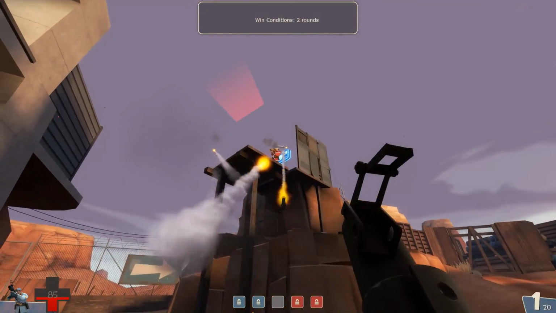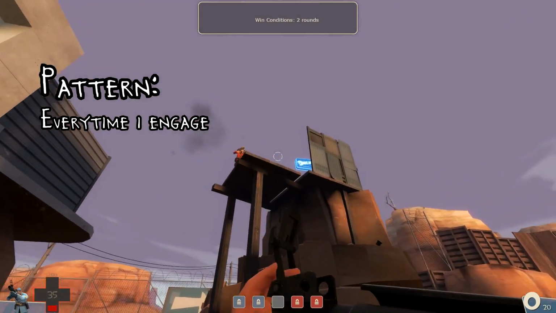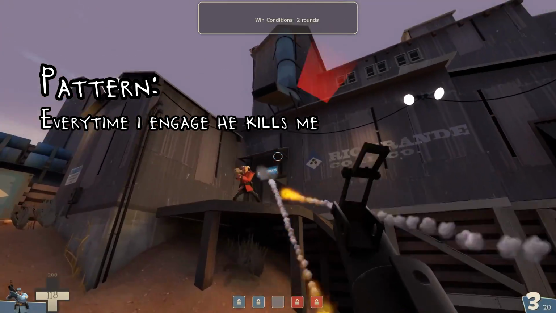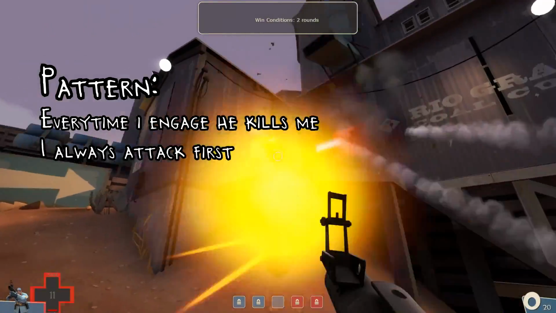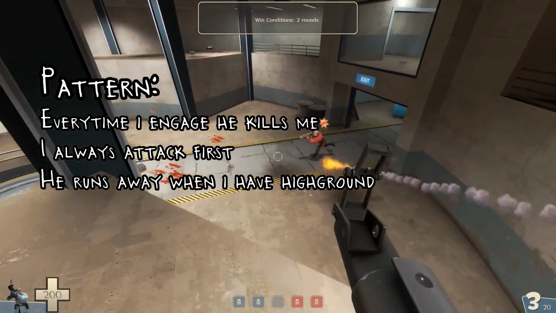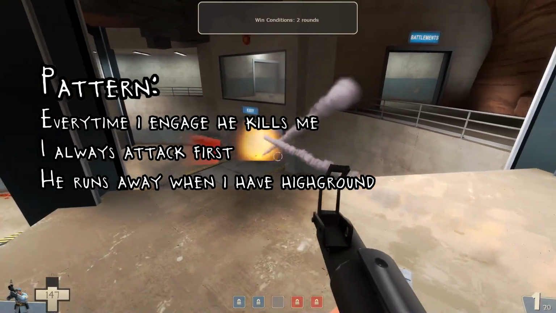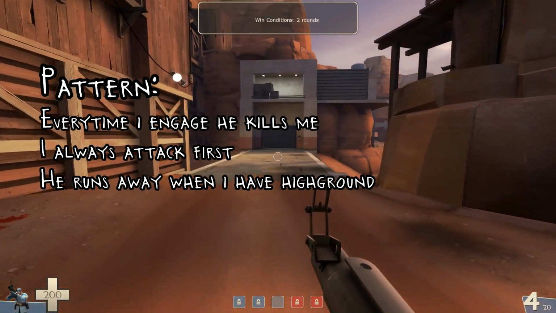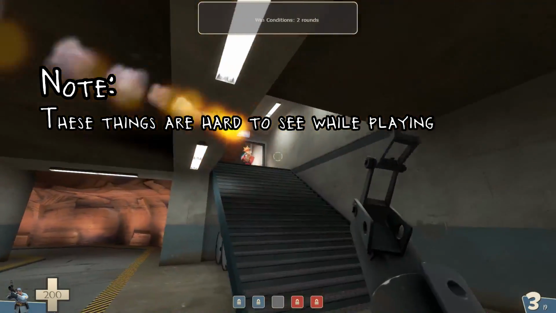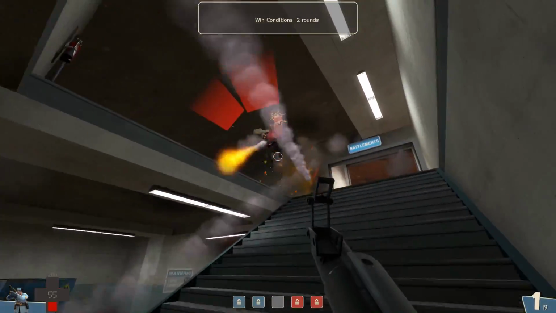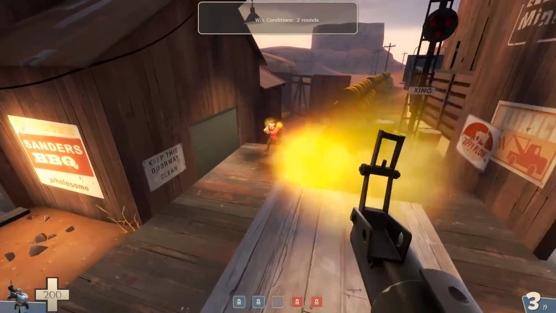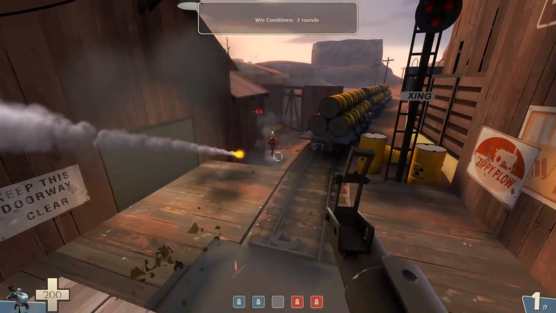So you can narrate this. Every time I engage this player, he kills me. Okay? It doesn't give me too much information. What else? Well, I always attack him first. And he runs away whenever I have high ground or we are on the equal ground. Okay? And then I notice that he never runs away while he has the high ground. Okay, so maybe I should take the high ground too and run away when I don't have it.